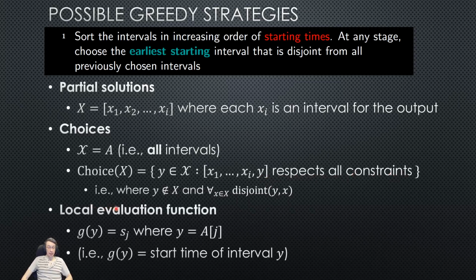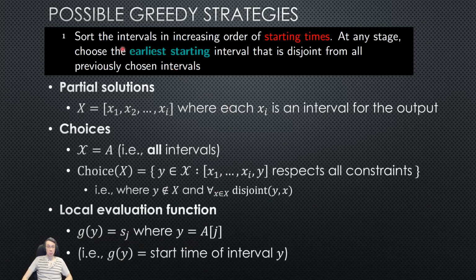And what's the local evaluation function? Well, g of y is just the start time of j. We're always picking the earliest start time, so we want to minimize the start time of j. That's our local evaluation function. So our g of y is sj, where y is the jth interval. Okay, so g of the jth interval is the start time of that interval.